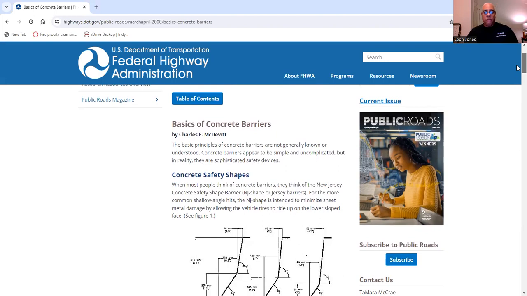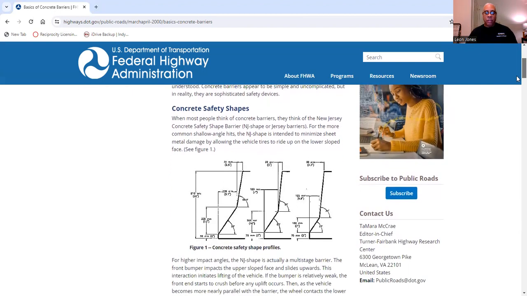Now, the basics of concrete barriers. Talk about the principal basics. Well, they're not generally known or understood. Concrete barriers appear to be simple and uncomplicated, but in reality, they are sophisticated safety devices, just like guardrail. When we deal with these barriers, they have shapes. When most people think of concrete barriers, they think of the New Jersey Concrete Safety Shape Barrier, or we call them Jersey barriers, NJ shape.